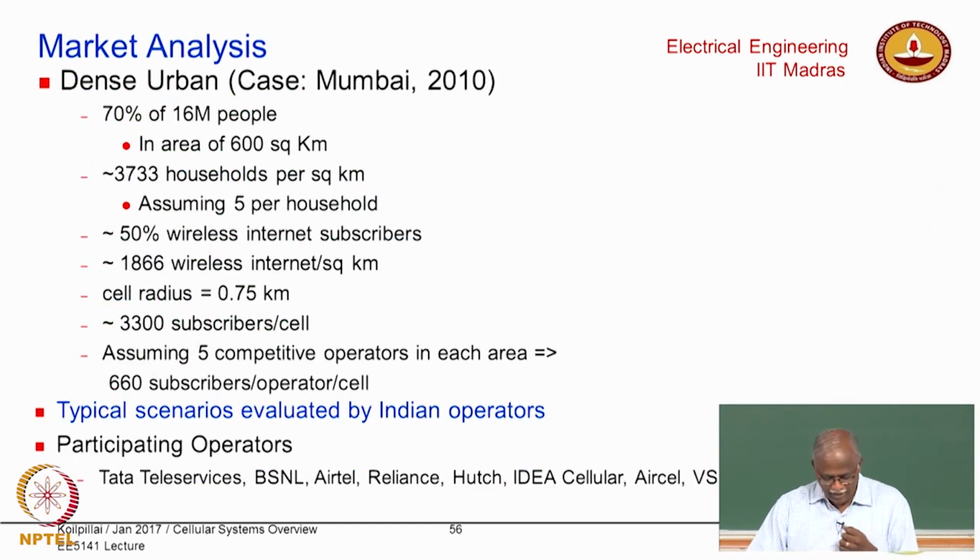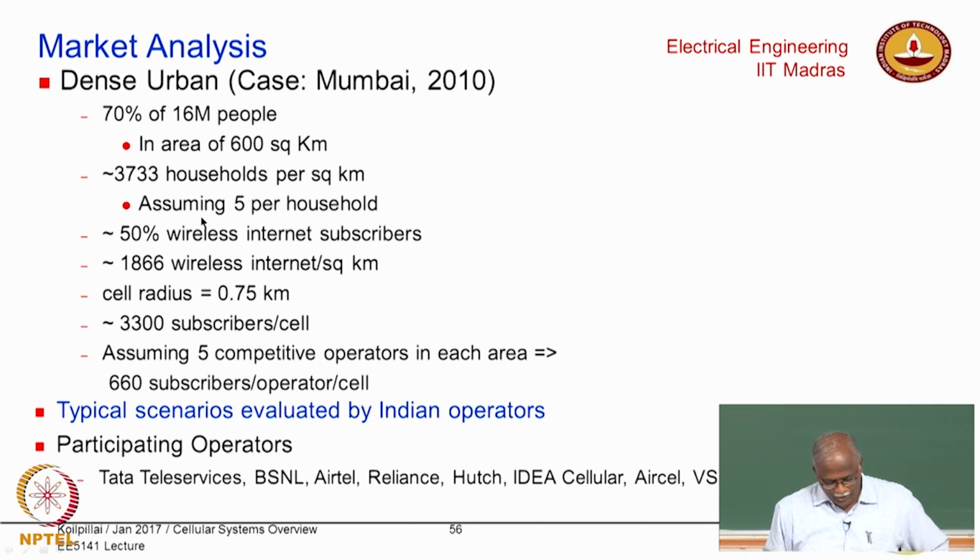So in 2010, IIT Madras, along with all the operators listed below, did a market analysis, and we led the study. This was to focus on the city of Mumbai. It has about 16 million people, and about 70% of these 16 million people live in the dense parts. That's around 600 square kilometers. If you assume 5 people per household, you will find that the density of households comes out to 3,733 households per square kilometer. Again, it's a simple calculation, you can do that.